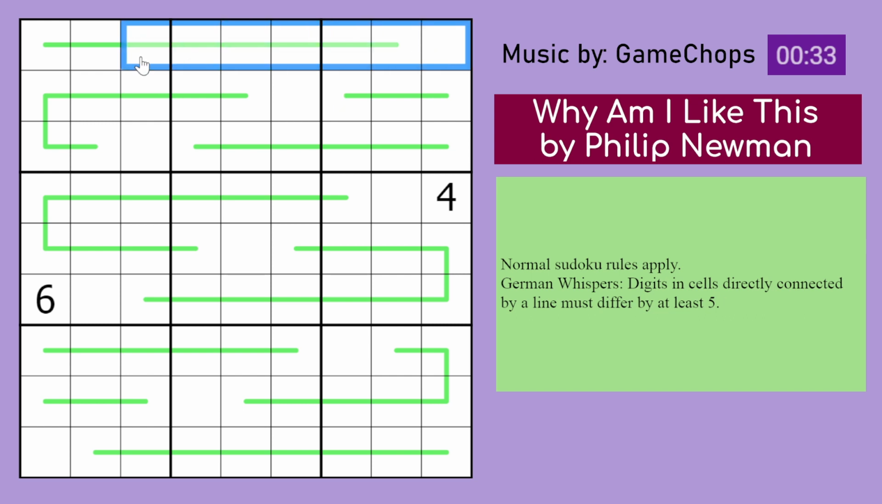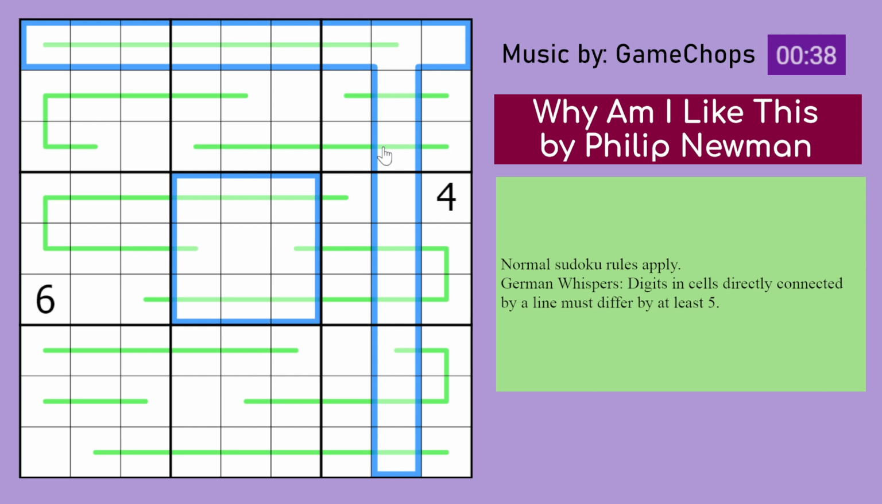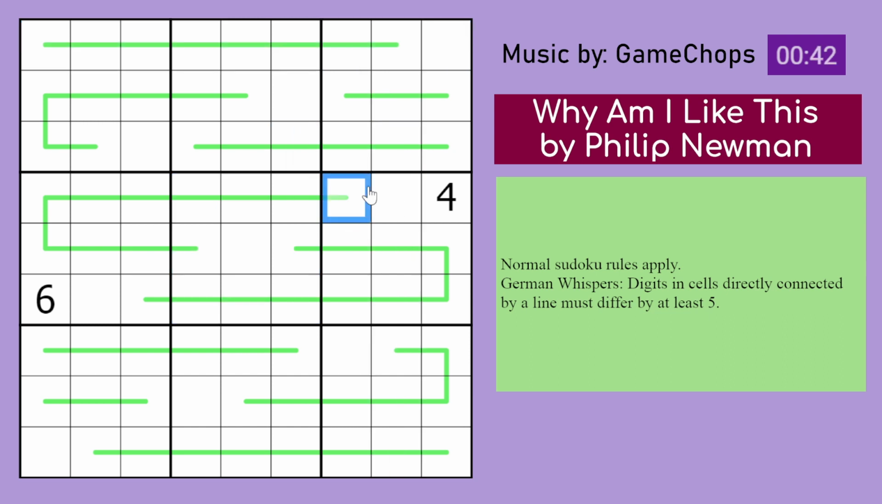Normal Sudoku rules apply, so place the digits 1 to 9 in every row, every column, and every 3x3 box. German whispers: digits in cells directly connected by a line must differ by at least 5. So, for example, those two cells must differ by at least 5. If this was a 3, this could be an 8 or a 9, and that will be valid because they differ by at least 5. It could be more than 5 or exactly 5, and that will be valid.